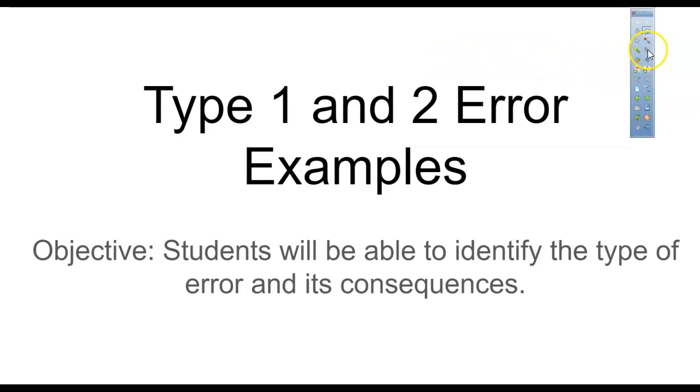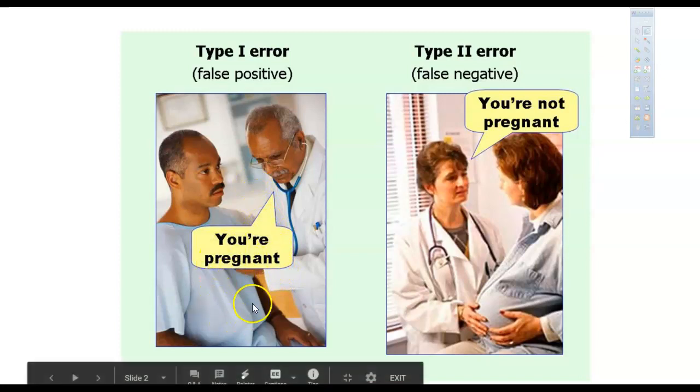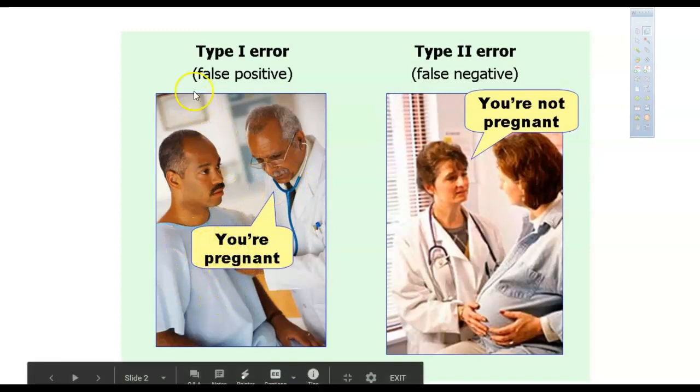I will be talking about type 1 and type 2 error and different examples of the two, okay? A type 1 error is a false positive. It's the equivalent of, let's say, a male goes to a doctor, and then the doctor tells this young man, "You're pregnant." Obviously, that's impossible for a male to be pregnant, so this is a false positive. This doctor is giving him a positive pregnancy test, which is false.